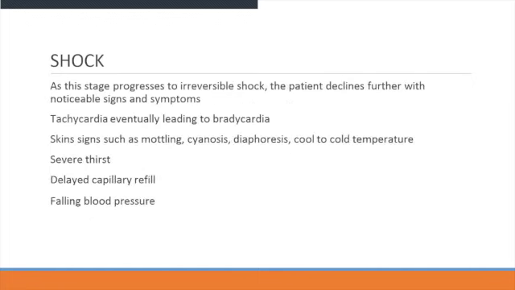Then we've got irreversible shock. This is when the patient declines further and you have noticeable signs and symptoms. Tachycardia eventually leads to bradycardia. So the heart is now giving up. It's starting to get exhausted and it's tired of trying to keep up. Skin signs such as mottling, cyanosis, diaphoresis, cool to the touch temperatures, and severe thirst. You're going to see a delay in capillary refill and also a fall in blood pressure.